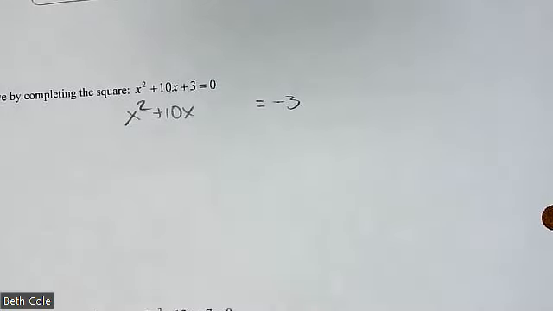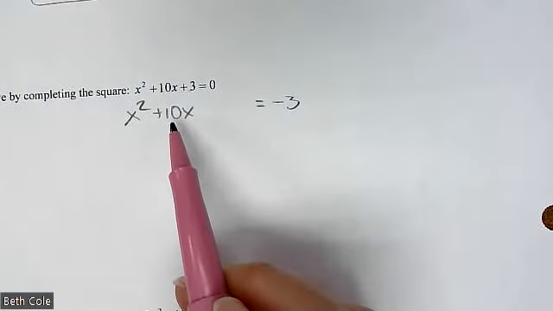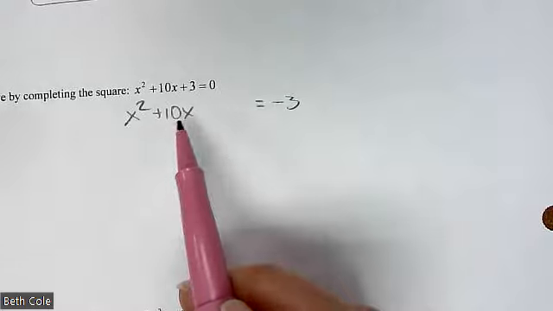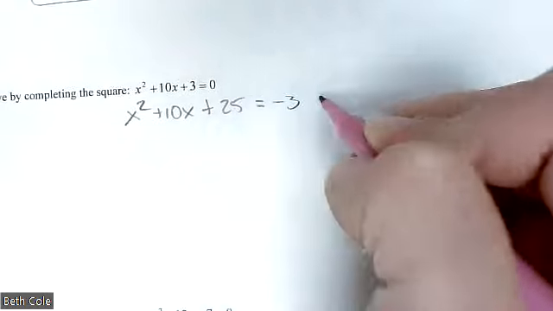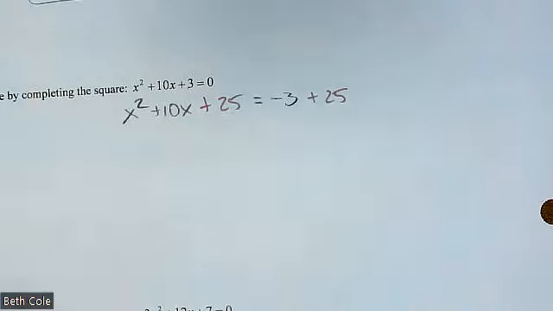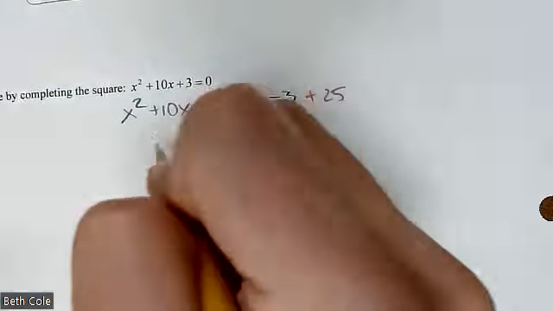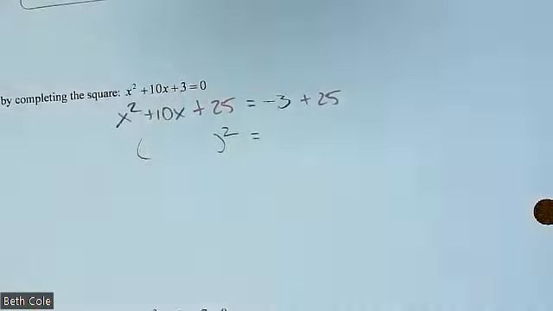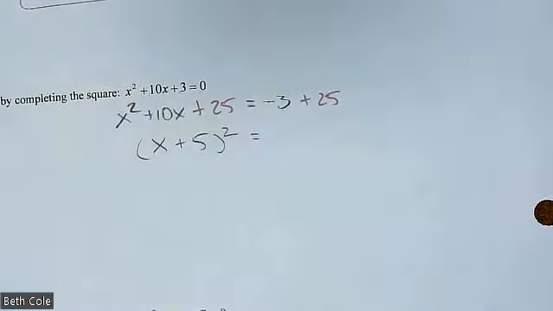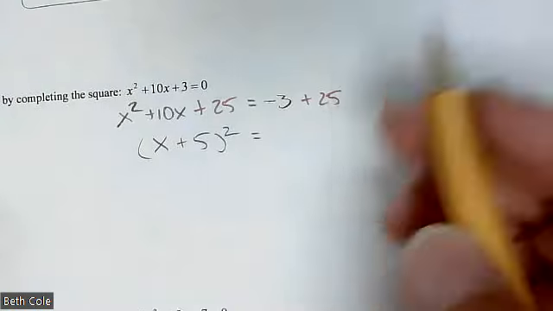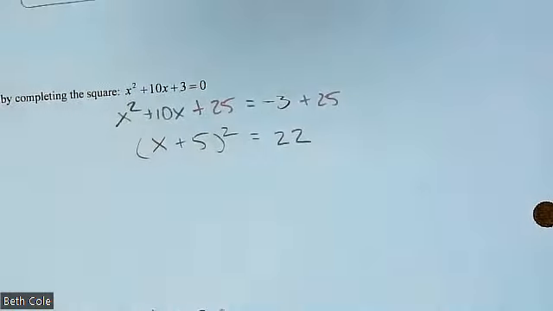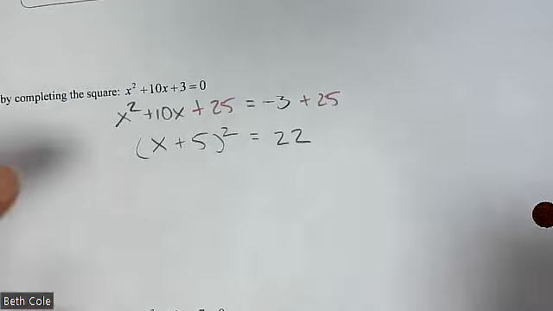All right, divide by 2 and square. So it's 10 divided by 2, 5 squared, 25. So do plus 25 on both sides. We're going to write it as something squared. So what goes in the blank? Good, x plus 5. And then on the other side, 22. That's what I taught you last time. We're just going to keep going. There's two more steps. So what's the next step?